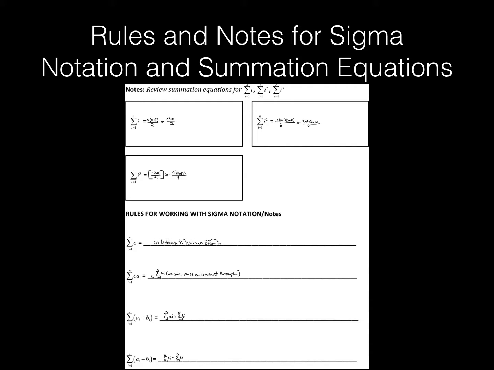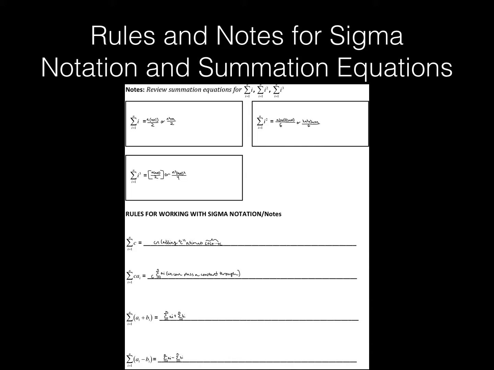So here are some rules and notes for sigma notation and summation equations. When you have the summation of i, this equals n times n plus 1 over 2. When it's i squared, it equals n times n plus 1 times 2n plus 1 over 6. And when it's i cubed, it's n times n plus 1 over 2, squared.